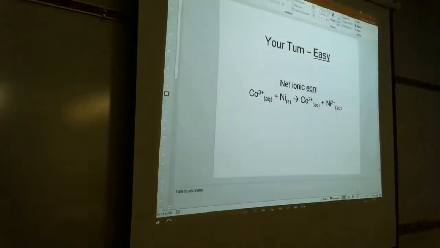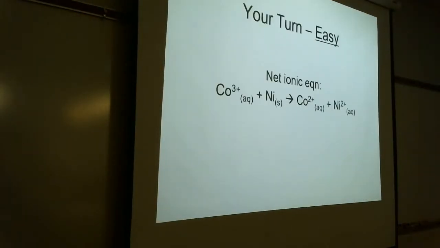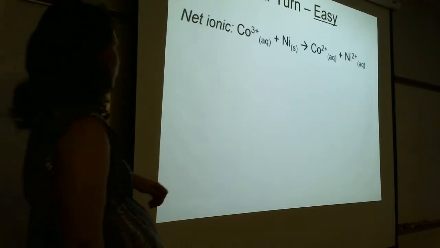Let's go over this and see what we came up with. So again, these are the easy ones. Notice there's no hydrogen involved. There's no oxygen involved. So we're just looking at some really, really simple ones. We want to make sure we understand the really easy ones before we get into the more involved ones.